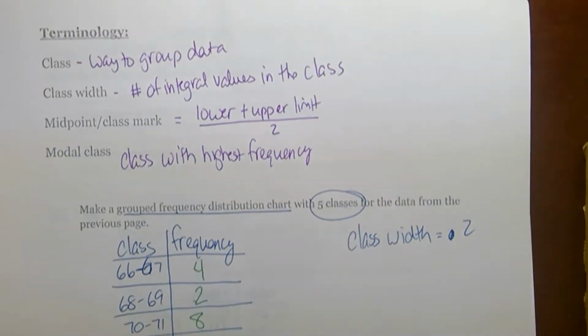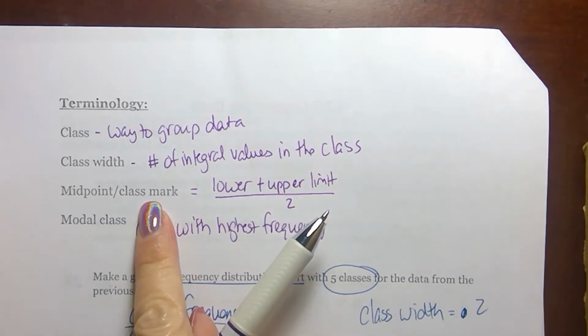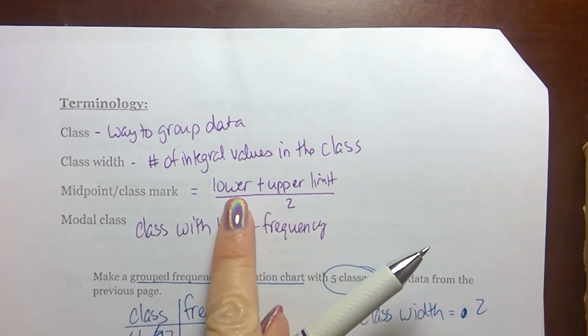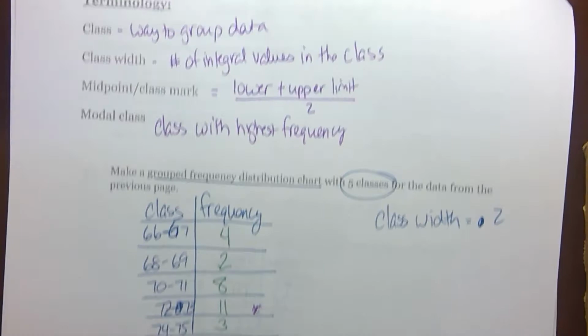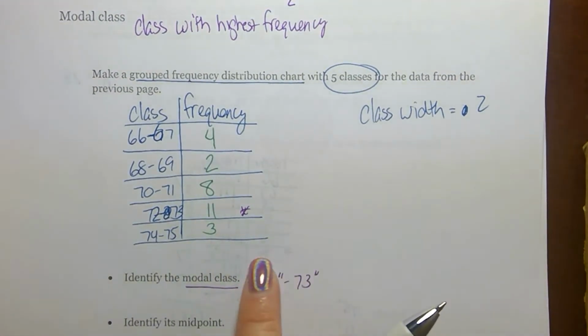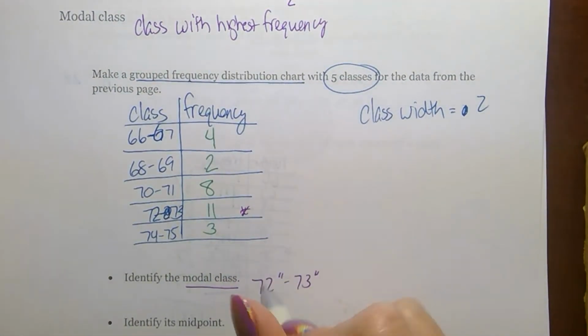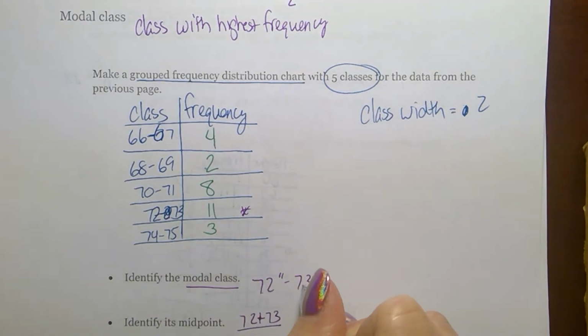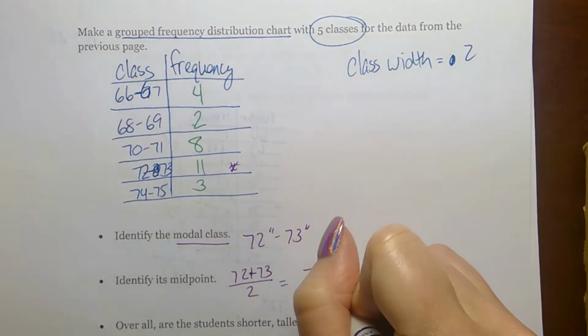But remember, I showed you how to calculate it if it's not that simple. You add the 2 limits and you divide by 2. That's the average of those limits, lower limit, upper limit. So to find the midpoint or the class mark, I add the 2 values for the upper and lower limits, and divide by 2 to find the average of those 2.